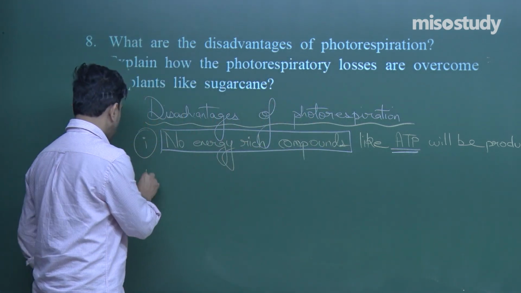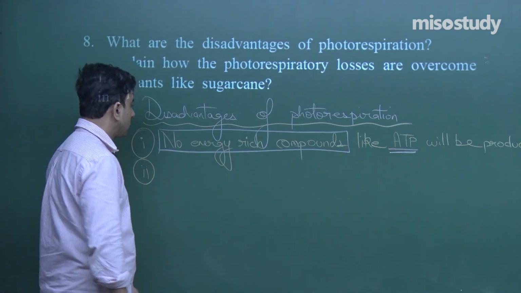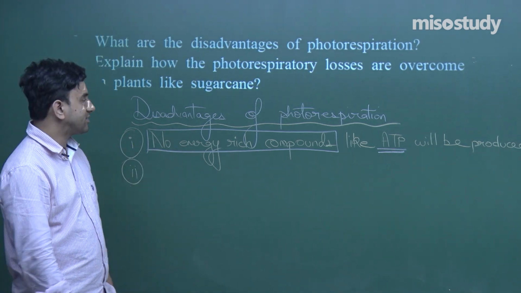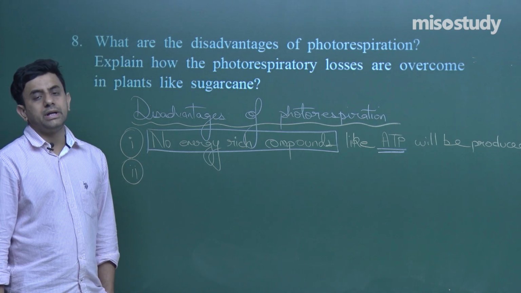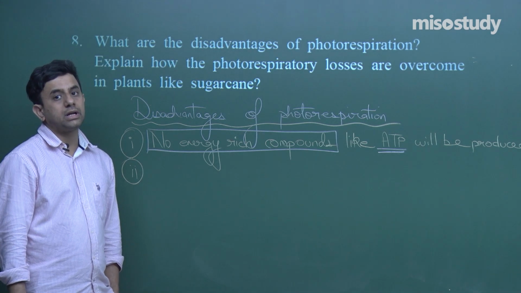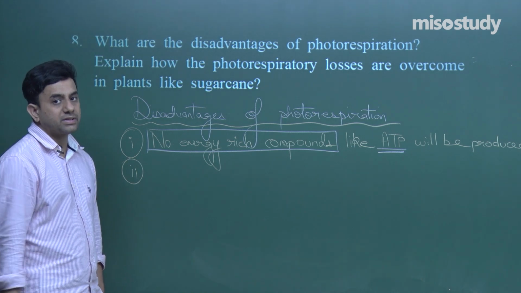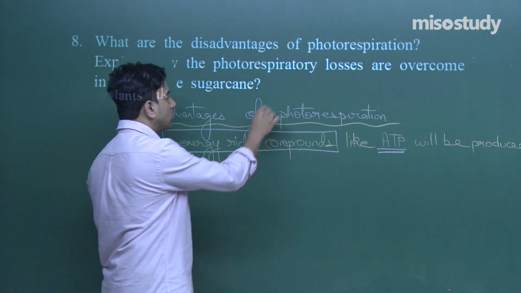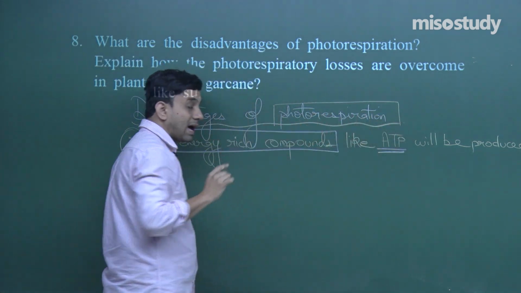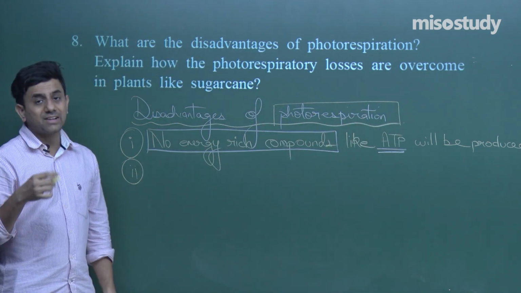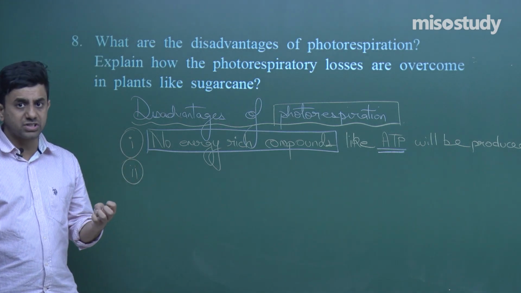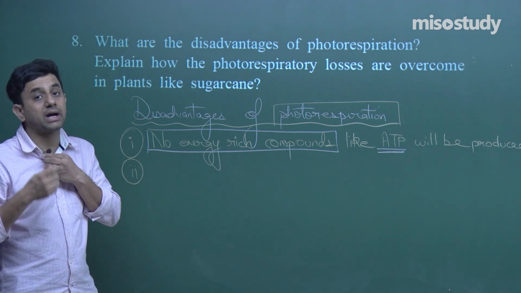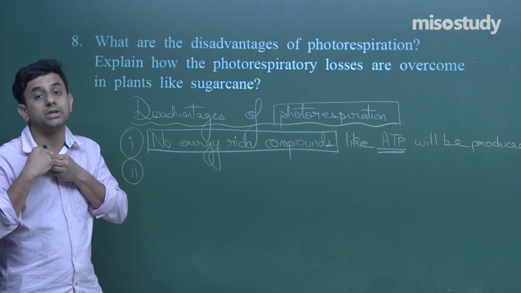Secondly, the photosynthetically prepared carbohydrate will be used up by this process, as we are talking about respiration. What is respiration? Basically, respiration in the presence of light is called photorespiration. As in the process of respiration the carbohydrates are used up, similarly here the carbohydrate which had been manufactured by photosynthesis will be used up.